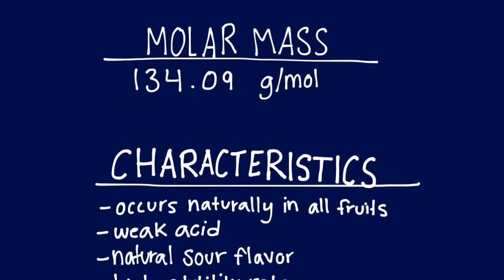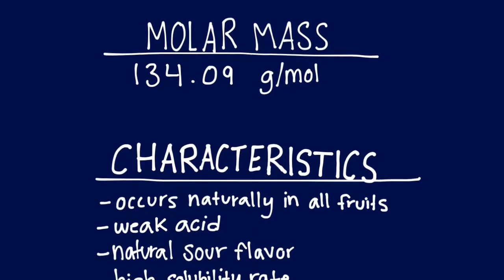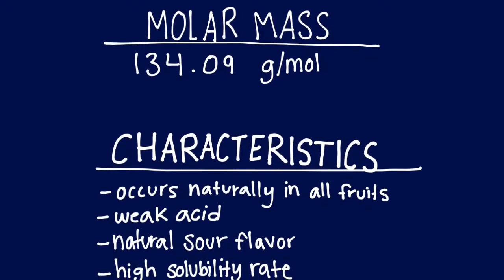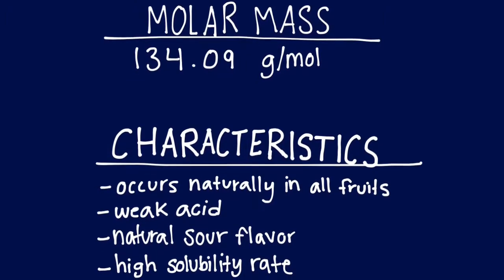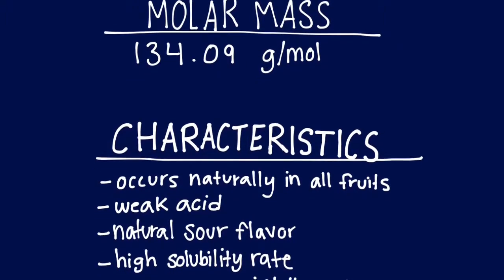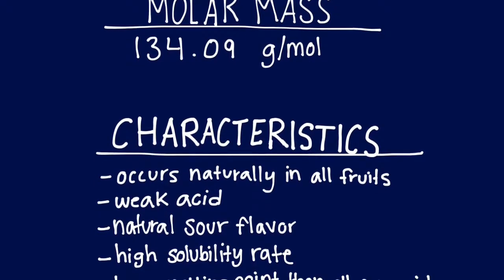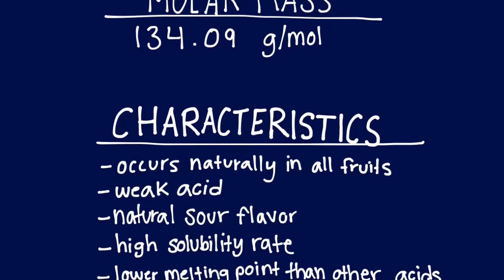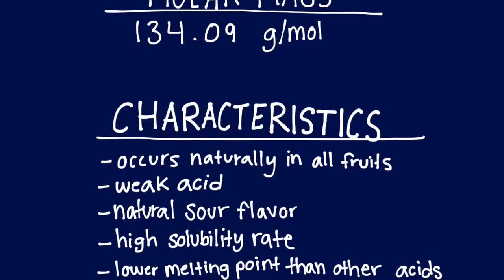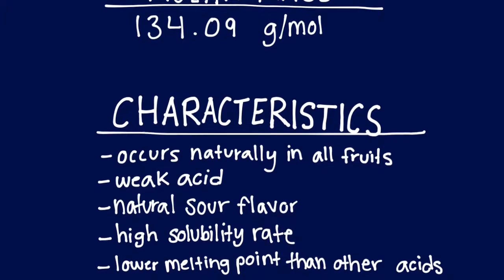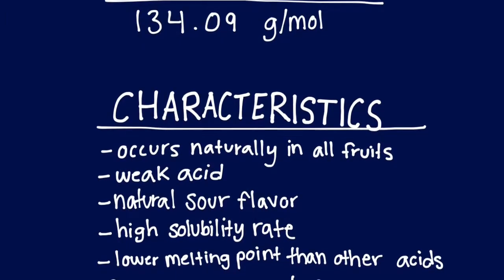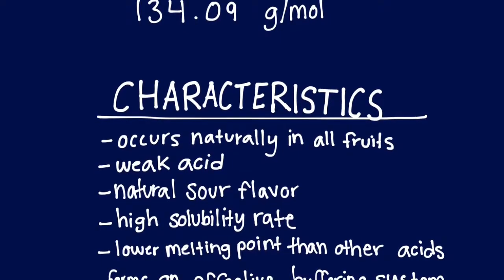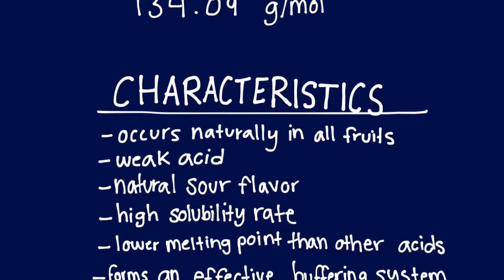The molar mass of malic acid is 134.09 grams per mole, which is low compared to the other acids we will be learning about. There are several characteristics that make malic acid unique. While there is a large amount in apples, malic acid naturally occurs in all fruits. Like other organic acids, malic acid is a weak acid. This shouldn't be a surprise since we easily consume fruit with malic acid in it. This acid contributes to the sour flavor in fruits and is even used to make candy taste sour.